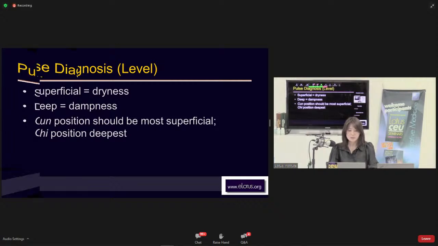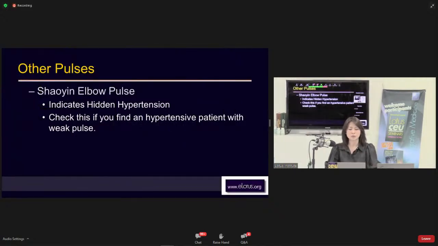Okay, so this one, let's go to this one. Can you find this in your lecture notes? This is the Shao Yin elbow pulse. So he checks the pulse up here. This is what he calls the Shao Yin elbow pulse for hidden hypertension. And what is that?